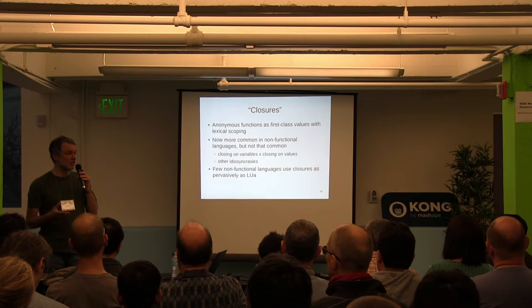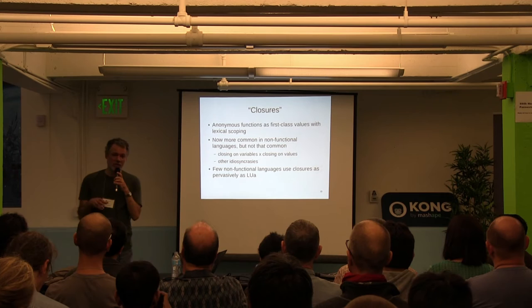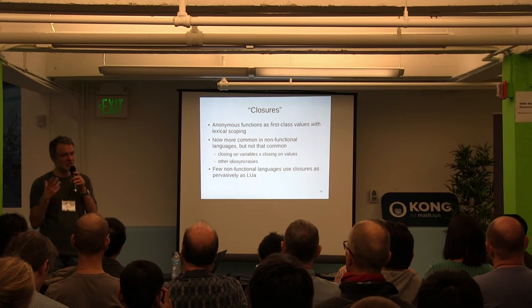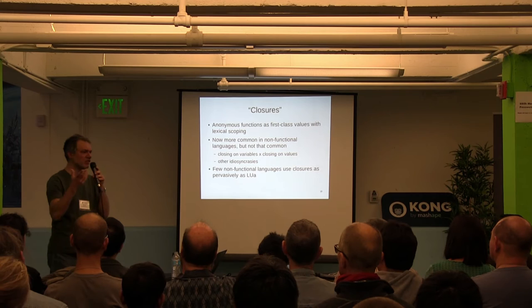So one thing that I said is that it's becoming common, but not that common. There is still a problem of this distinction between what I call closing on variables or closing on values, which means whether nested functions can only access the values of outside variables, or they can actually access the variables. For instance, they can update outside variables.